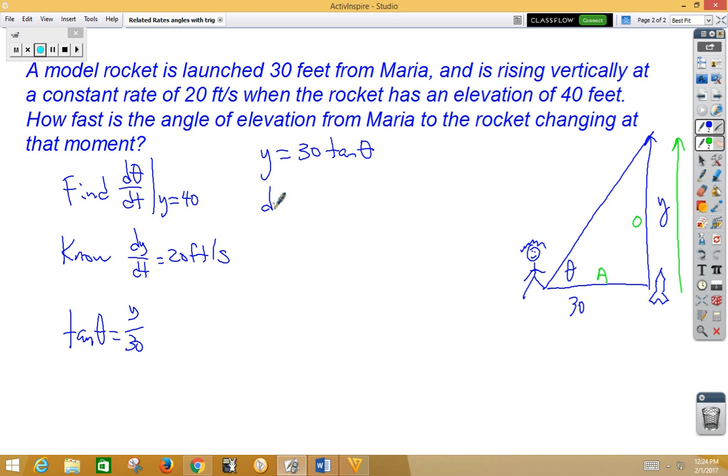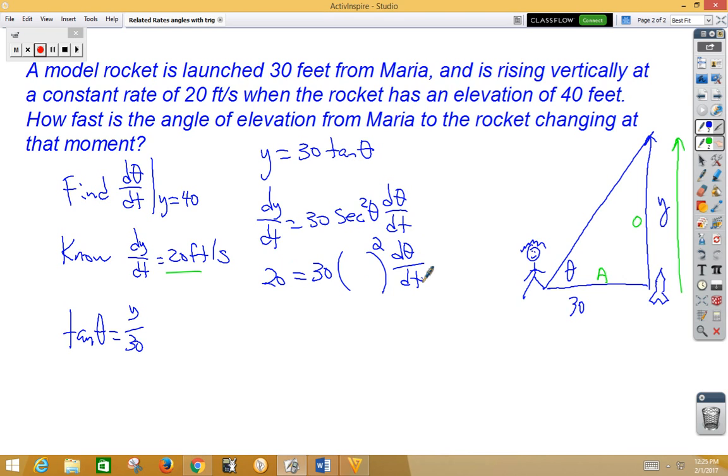Take the derivative. dy dt is equal to 30. Now, derivative of tangent is secant squared theta d theta dt. Well, now that we've done the derivative, we can start plugging in. Our dy dt was 20, so we have 20 is equal to 30 secant squared d theta dt. Now we're going to need secant. So let's come back over to our triangle here. So the distance from Maria to the rocket is 30. The height at the moment is 40. So that would make this length 50 by 3, 4, 5 triangle. Or you could go 30 squared plus 40 squared is c squared if you want. Well, secant is hypotenuse over adjacent, and 50 over 30 reduces to 5/3.